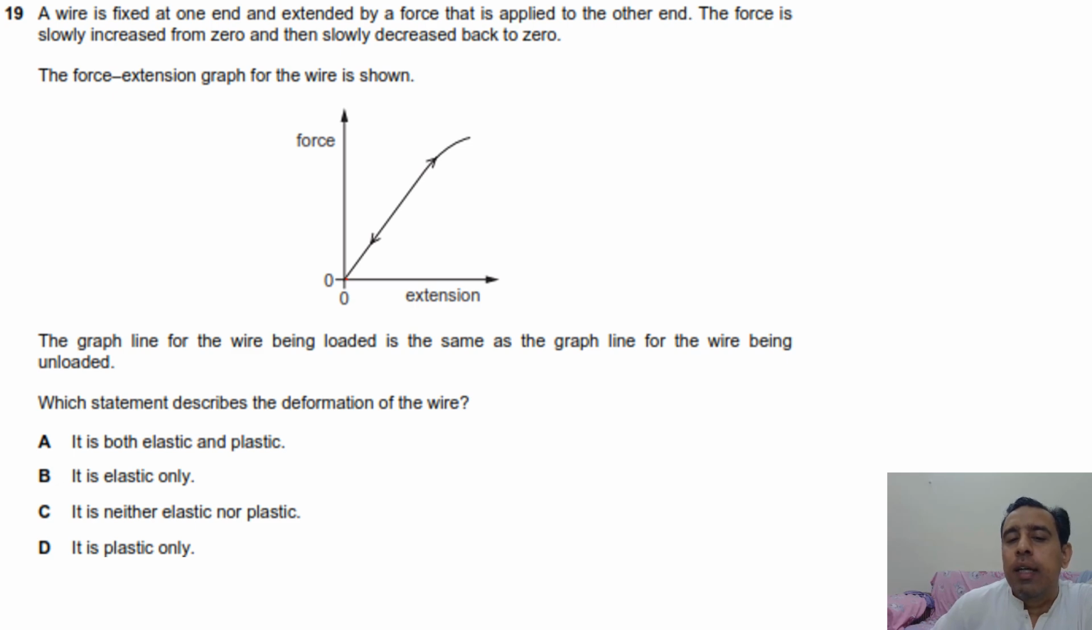Which statement describes the deformation? Both elastic and plastic? No, it was not in the plastic. Plastic means the permanent deformation. Elastic only? Yes, it is looking correct. Neither elastic nor plastic? No, it's wrong. Plastic only? Wrong. Option B is correct. It is within the elastic limit, meaning it comes back to its original position without any permanent deformation.